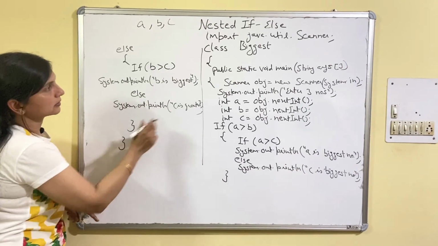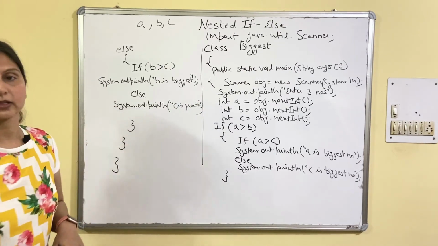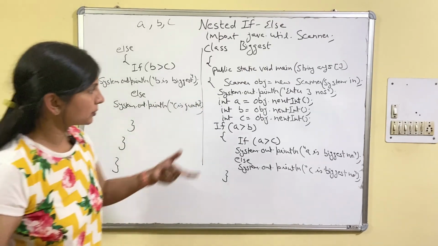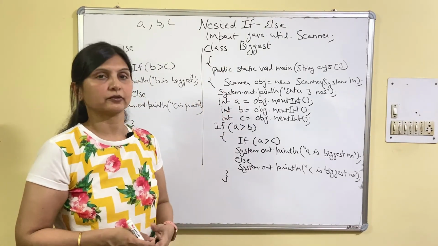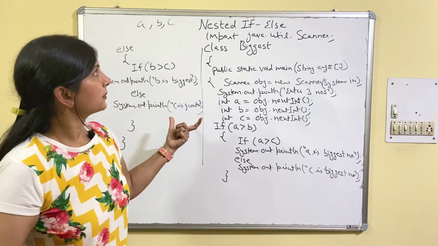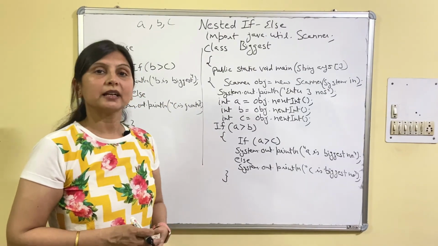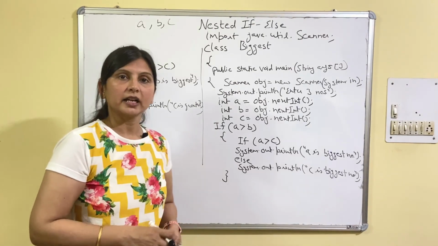Then main function close, then class close. If you have still problem, then you can take the values of a, b, c and just check it once. Fine. So this was the program to display the biggest number by using nested if else. I hope this is clear.